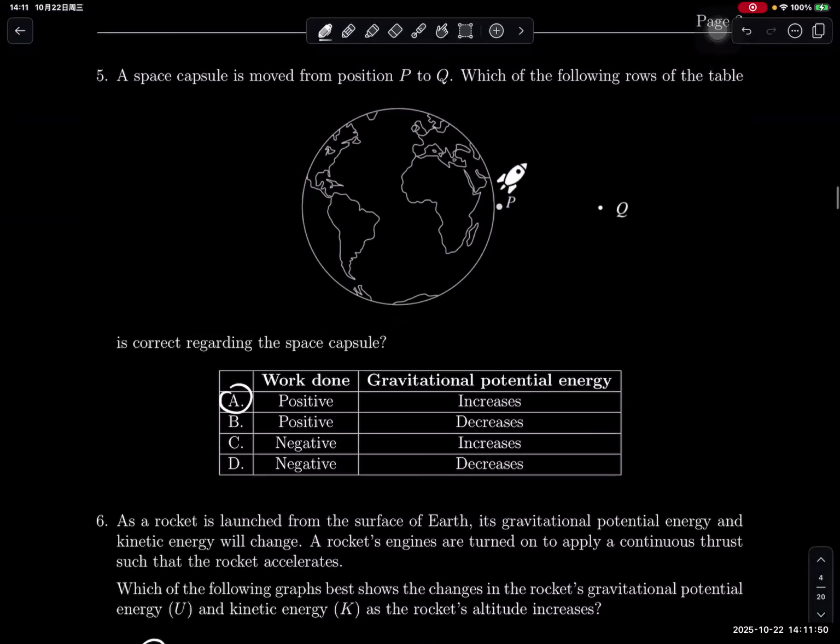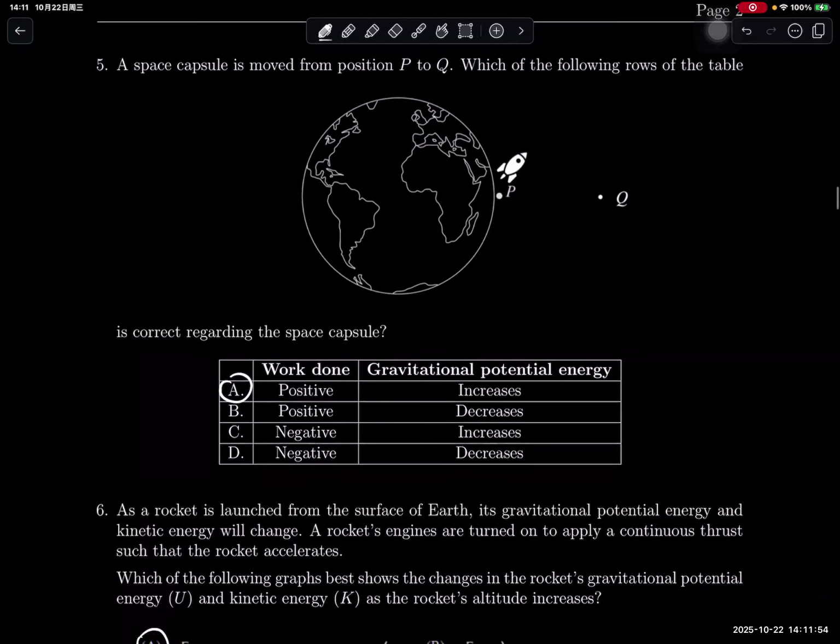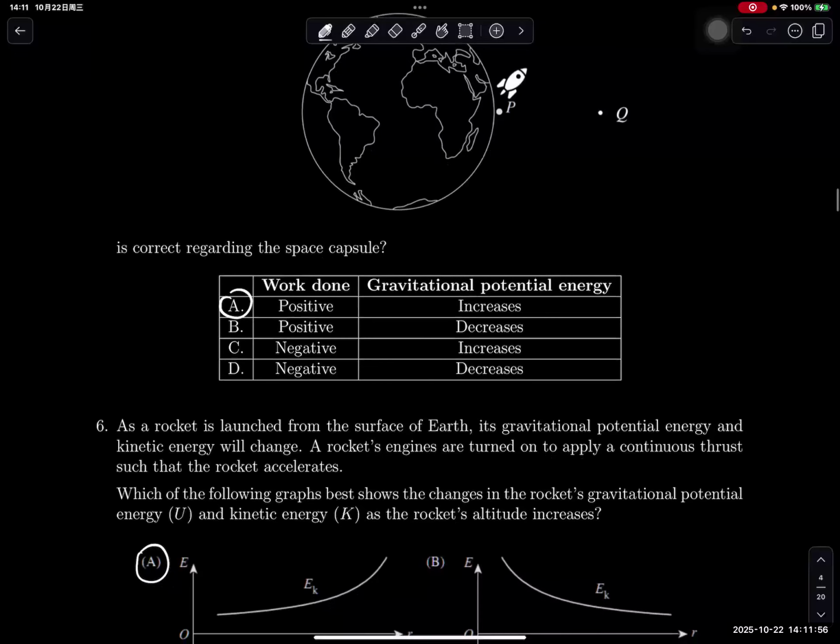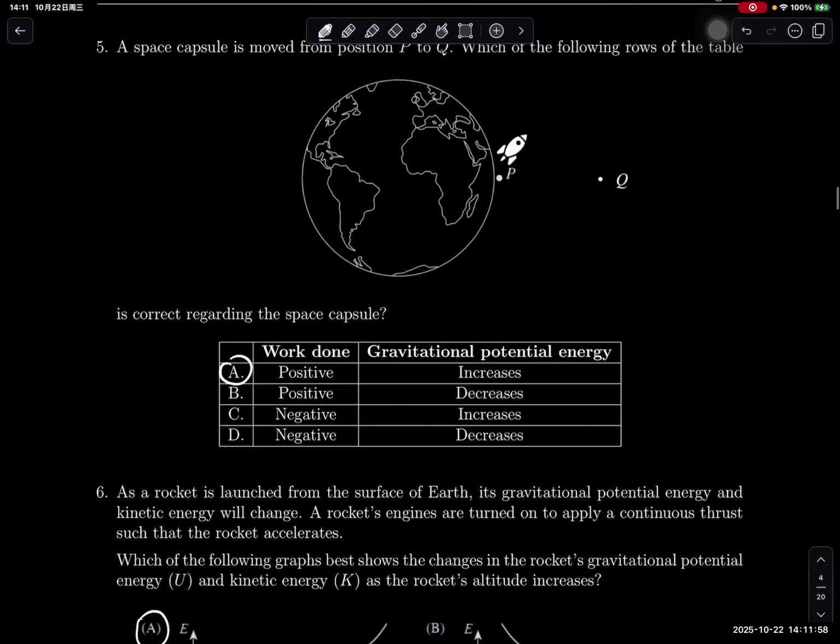Question five. A space capsule is moved from point P to point Q. Which of the following rows of the table is correct for the space capsule? From P to Q, you have increased your altitude, so work done must be positive, because there's an increase of total energy. Also, gravitational potential energy increases because, like we discussed in class, potential energy monotonically increases with radius.